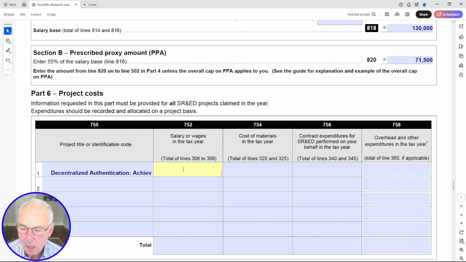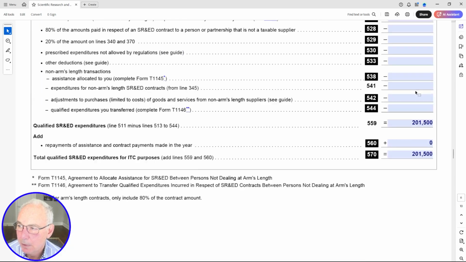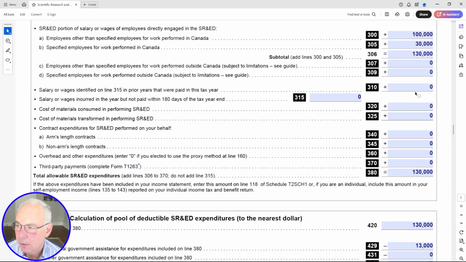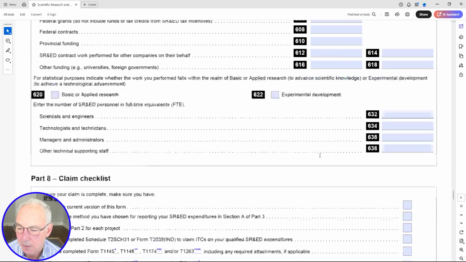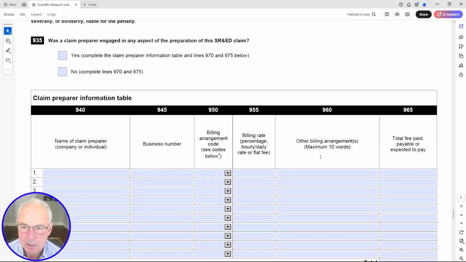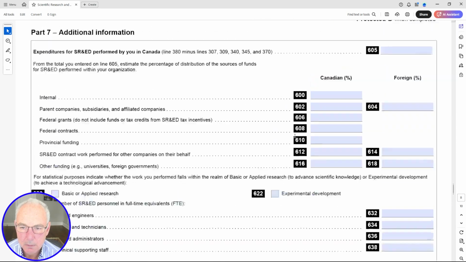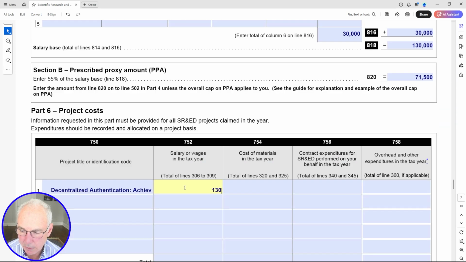There we go. And then the salary or wages in the tax year, which is, again, a total of 306 to 309. Why don't we go up to 306 and 309 just to make sure? So 306 to 309 is $130,000, which makes sense to me. Where are we? Oh, we're too far down. There we go, $130,000. The cost of materials was 0. The contract expenditures were 0.